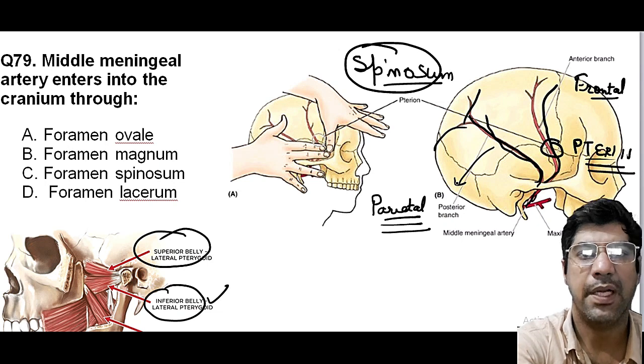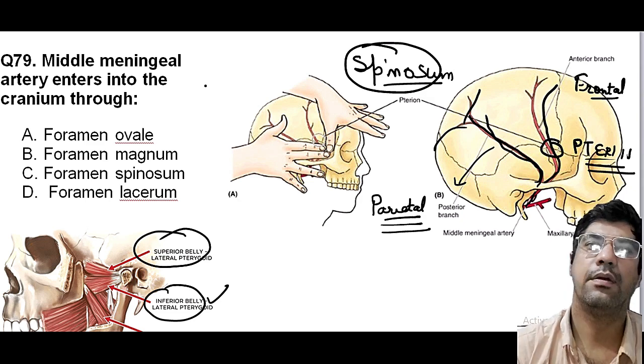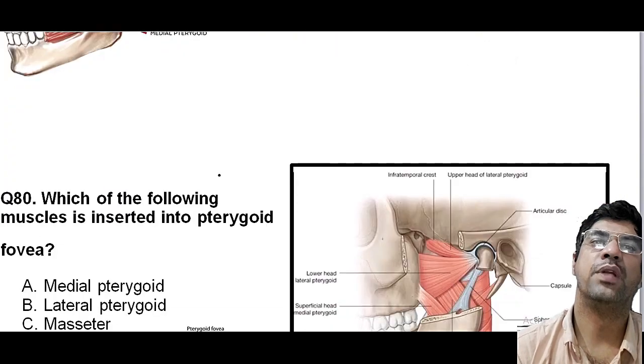So your answer, the middle meningeal artery, the answer is C. It enters the cranium through the foramen spinosum, as we have discussed. Let us move to the next question.